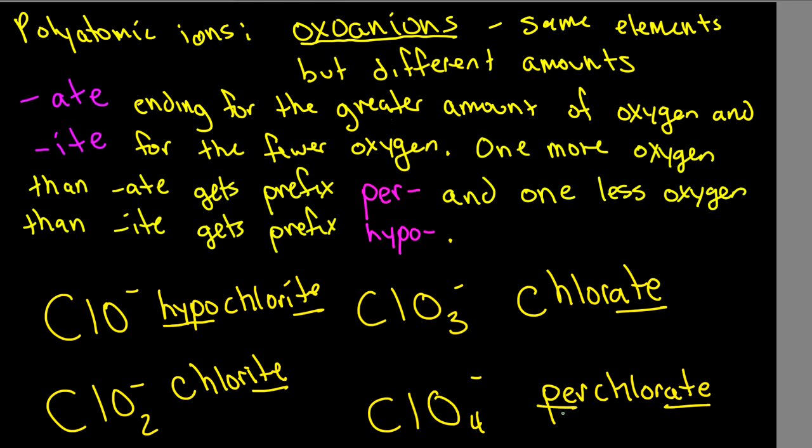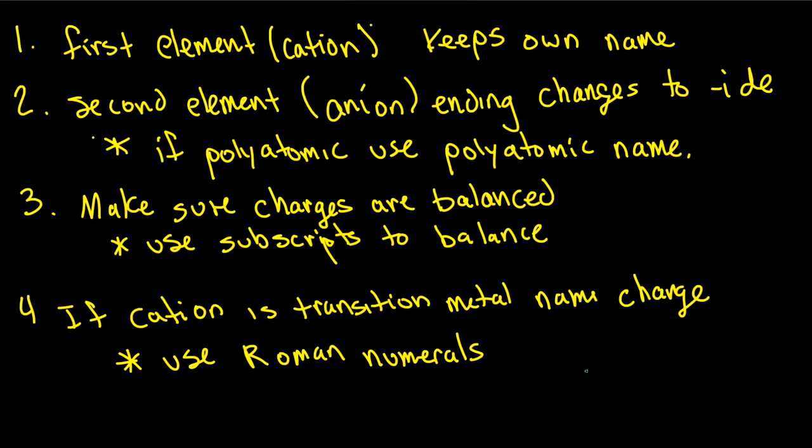If you can memorize just one of the versions of a polyatomic ion, you can easily figure out the rest by subtracting those oxygens and changing the ending and or adding a prefix. So just a couple of rules to remember when you're doing ionic nomenclature. The first element, which is the cation, will keep its own name.